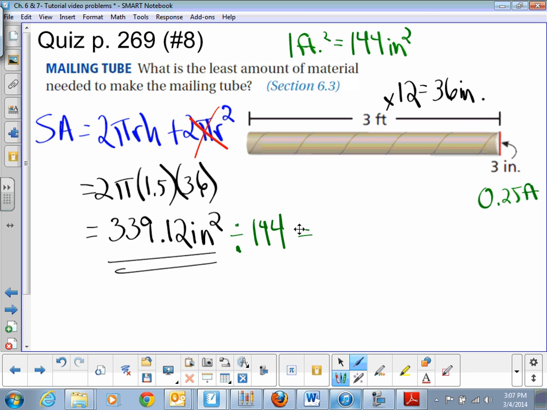So if we do 339 and 12 tenths divided by 144, we're going to get approximately 1.39 square feet.